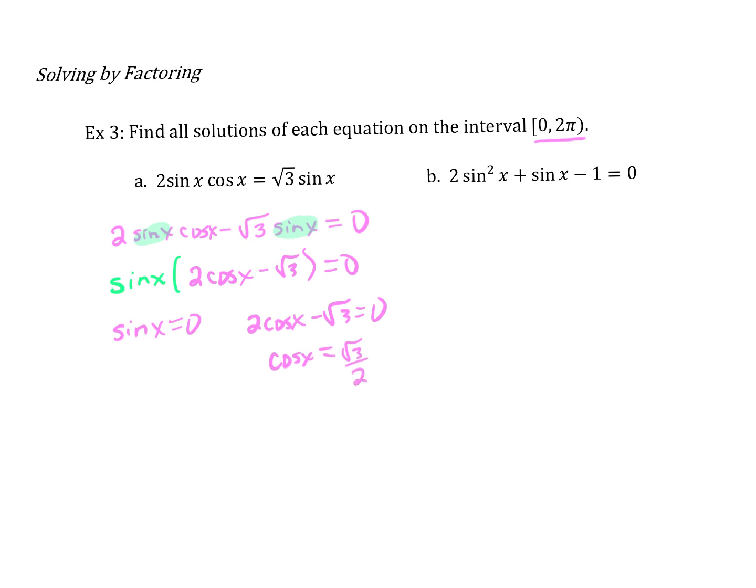So now we want to go back and look at the unit circle. We're trying to figure out where the sine of x, that means the y values, are equal to 0. That means we are going to be at 0 and also at pi. And then we're also looking for where the cosine value is the square root of 3 over 2. And that is at pi over 6 and 11 pi over 6.